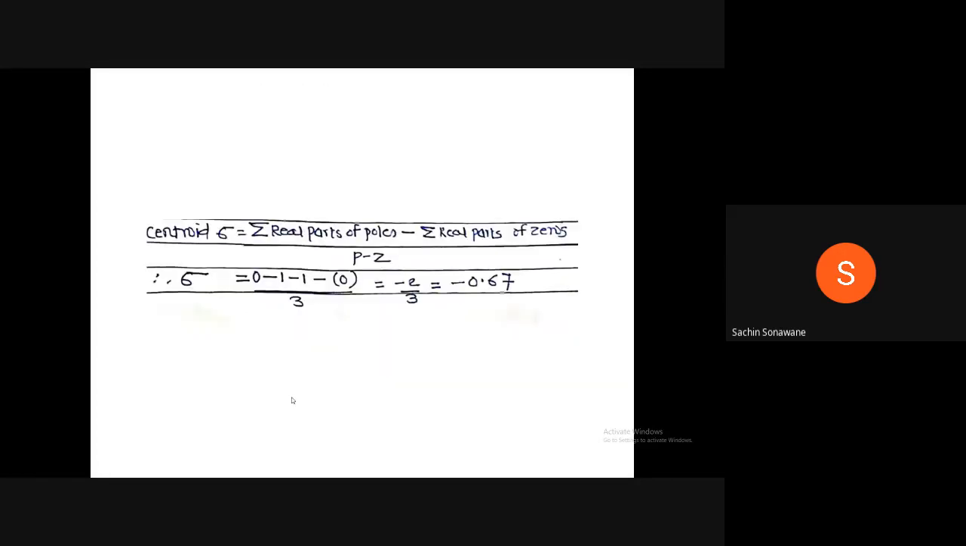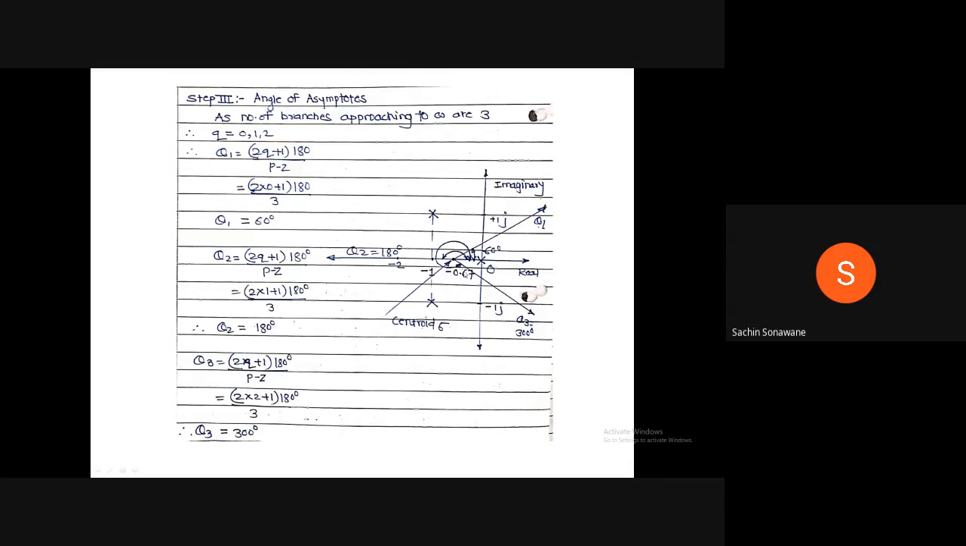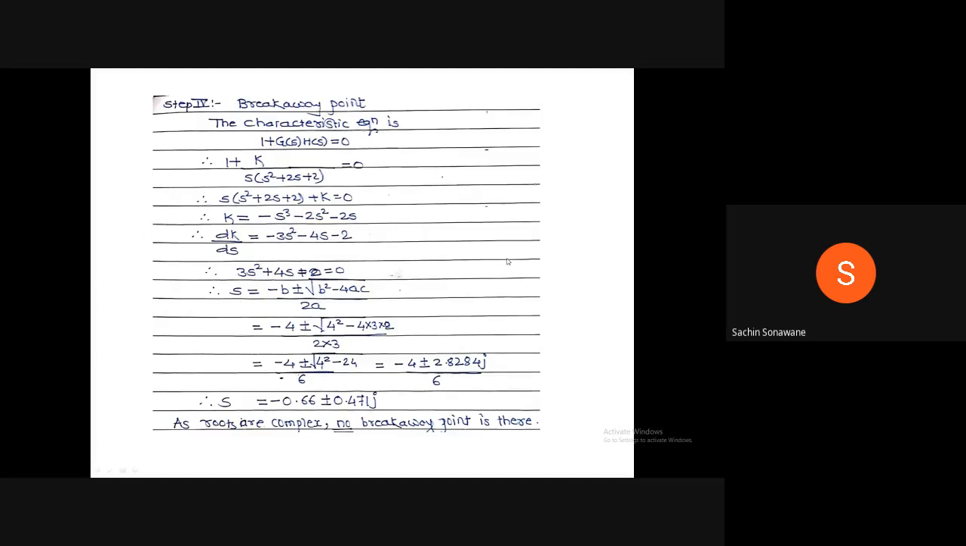Now centroid sigma is equal to summation of real parts of poles minus summation of real parts of zeros divided by p minus z. Therefore, sigma is equal to 0 minus 1 minus 0 divided by 3, which is equal to minus 2 divided by 3, which is equal to minus 0.67. Therefore, locate this point minus 0.67 and from this point draw the angles 60 degree, 180 degree, and 300 degree. Now we have to calculate the breakaway point.